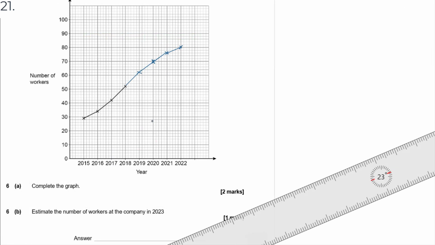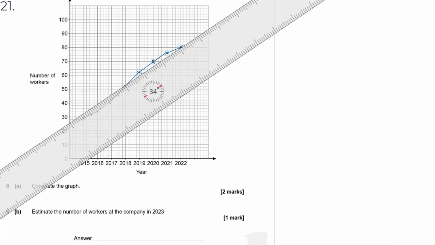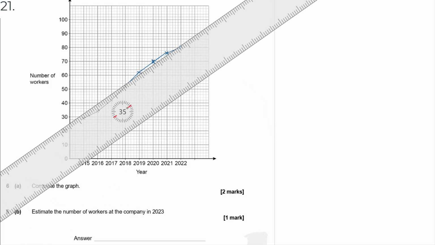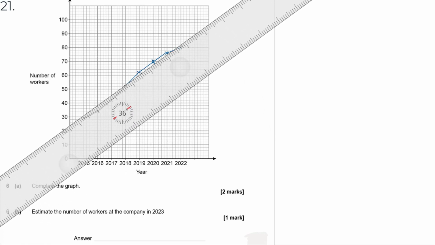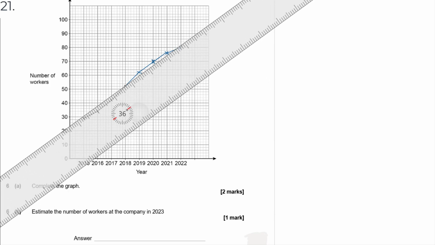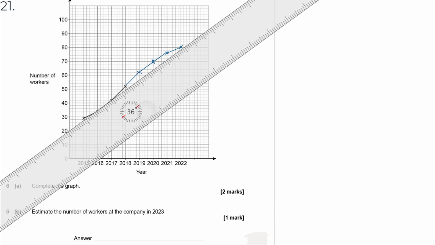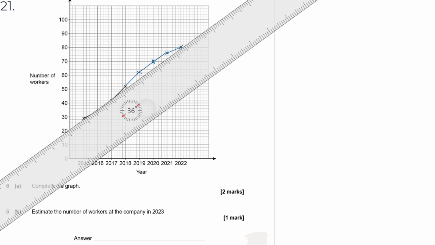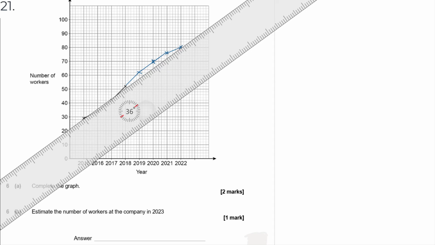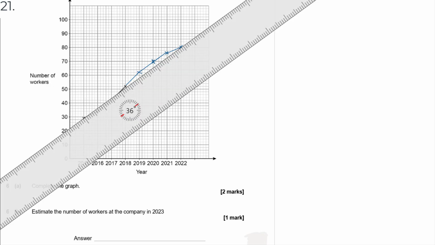Part B says estimate the number of workers in the company in 2023. Okay, now in order to do that, I'm going to draw on a trend line going up through my data. Now you can see that the points aren't exactly straight. But it's a bit like a line of best fit, you have to angle your line around as best you can to show a trend line. So I think it's going to probably continue in that sort of direction. So finding the general trend and then just extending my line on a little bit.